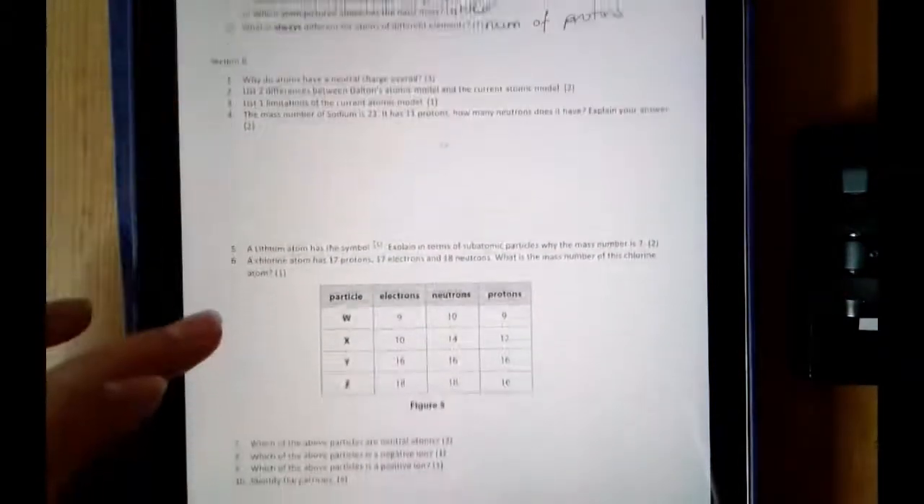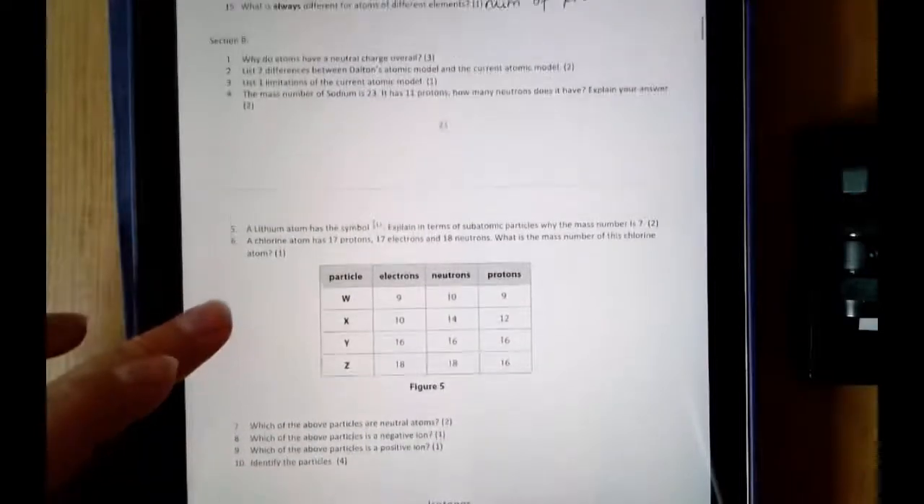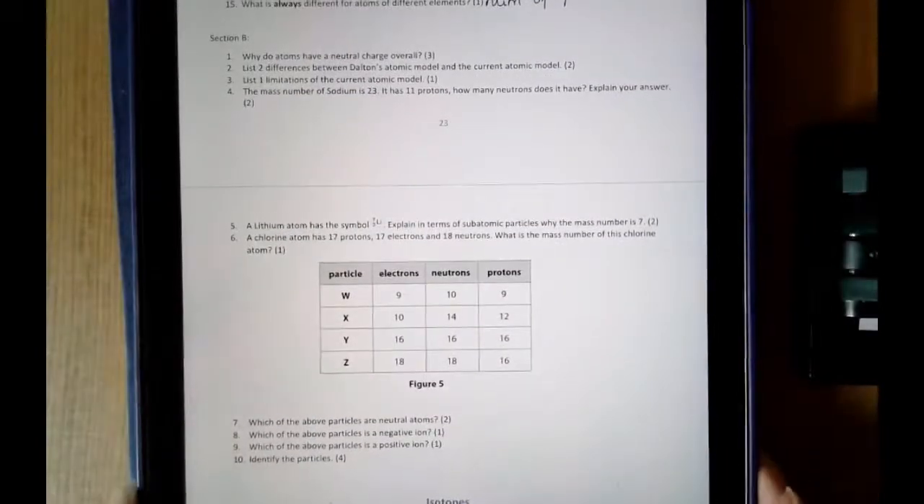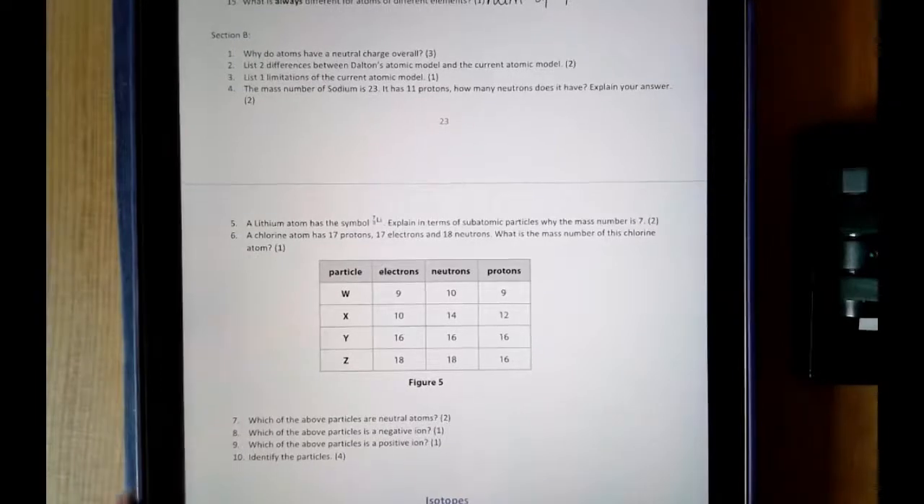Okay? Got a few more questions here in section B that are slightly longer. Have a go with section B. Press pause and come back when you're ready for the answer.